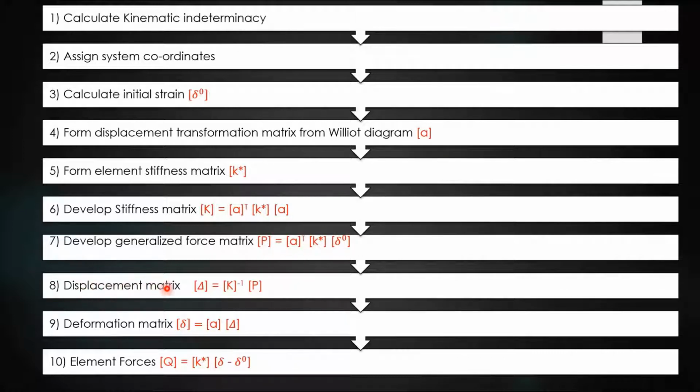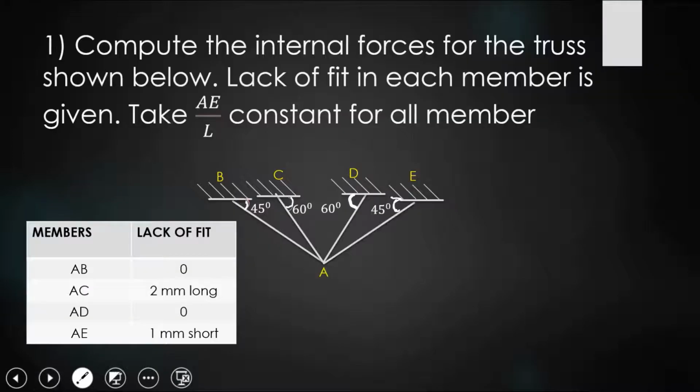Then we will develop a displacement matrix which is equal to K inverse, that is the stiffness matrix inverse, into the force matrix. After that, we will develop a deformation matrix: delta is equal to A into delta. And the 10th step is to find out the element forces. So these are the steps you have to remember in order to analyze these structures.